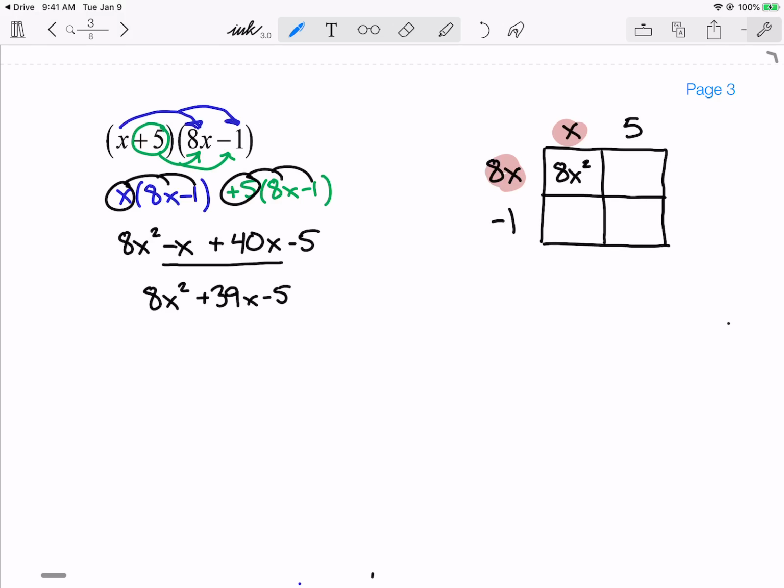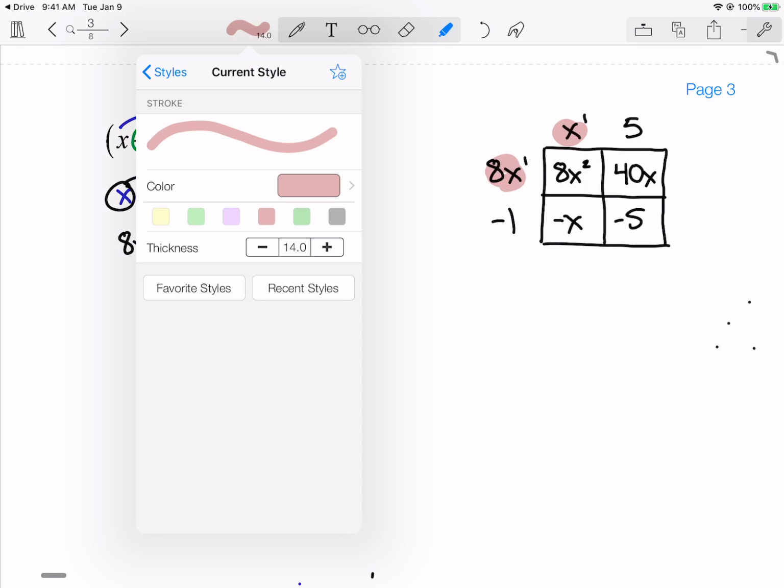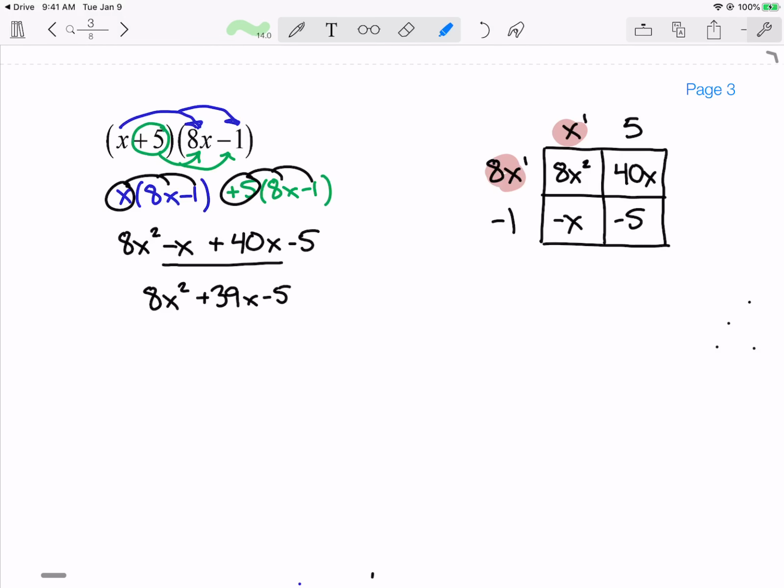Remember, these are really x to the first. So I add the exponents and I get 2. So x times x is x squared. Now I multiply the 8x times the 5. I get 40x. I multiply the negative 1 times the x and I get negative x. Negative 1 times the 5 gives me negative 5. And now I simply have to add together all of these terms.